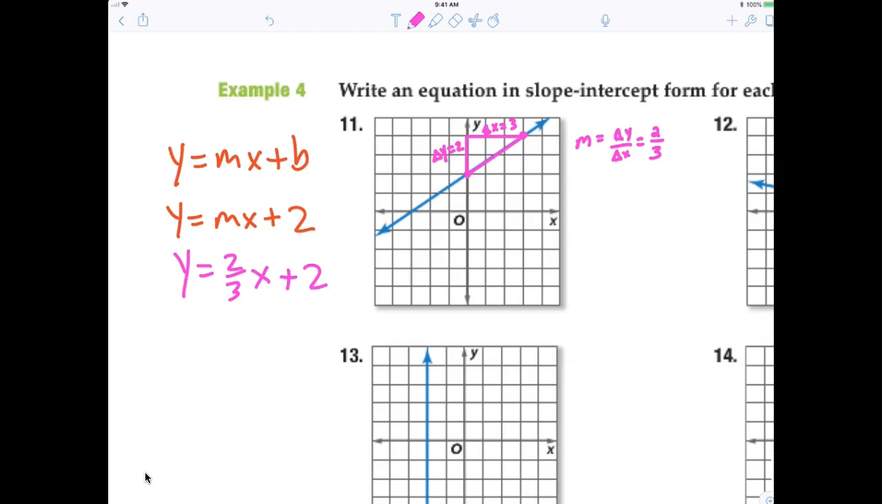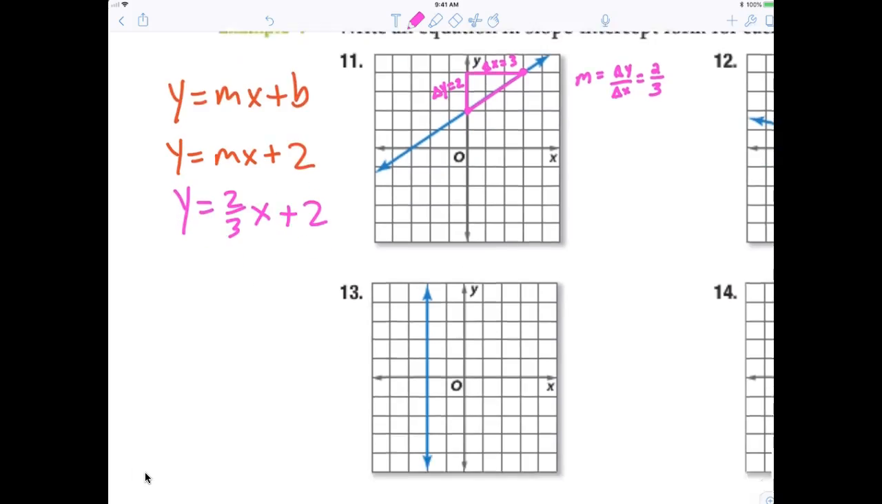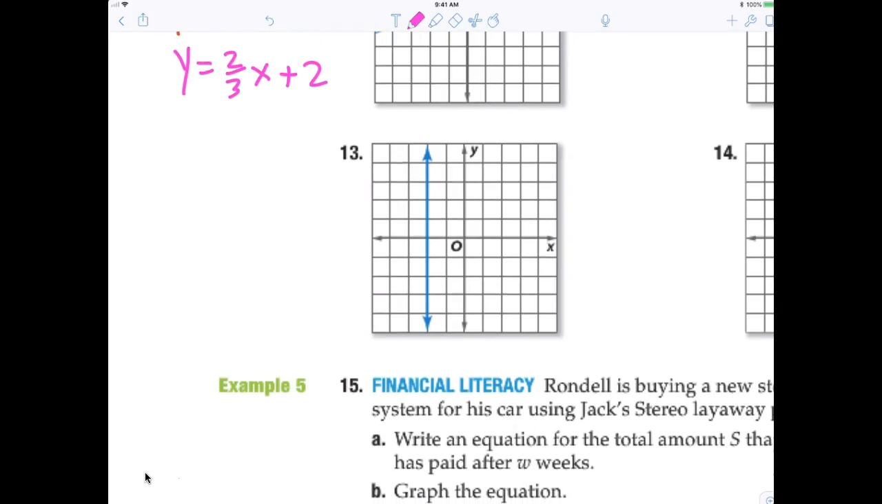All right. Now I'm looking at 13. This is a special case. 13 is a special case. Everybody hearing me? It's a what type of line? Vertical. So the answer would be x equals negative 2. Verticals and horizontals are special cases. All right? Anybody have any issues?